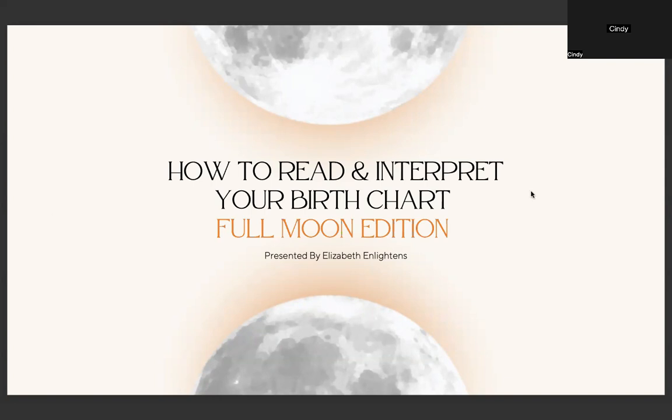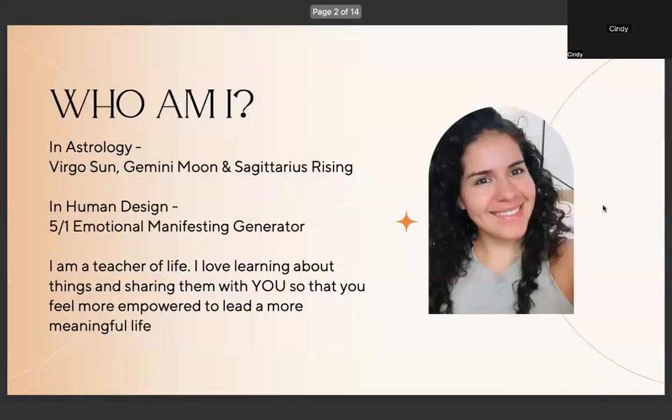So we'll go step by step, and let me go to the next slide. Okay, so who am I? In astrology, I'm a Virgo sun, a Gemini moon, and a Sagittarius rising. In human design, if you know human design, I'm a 5/1 emotional manifesting generator. And in general, I feel like I'm a teacher of life.